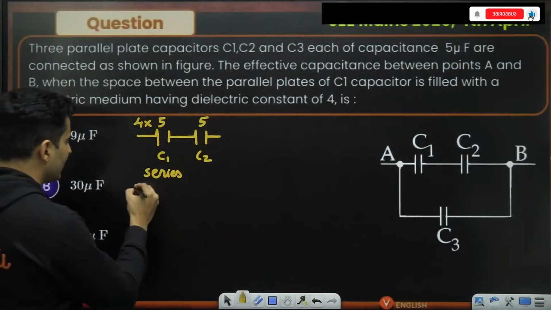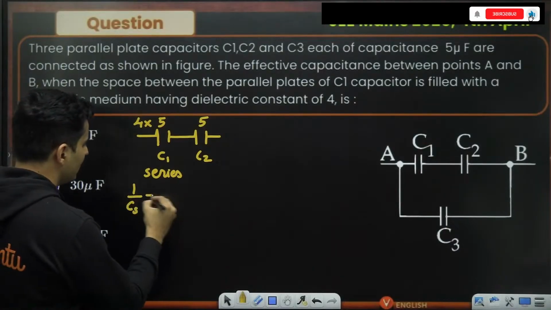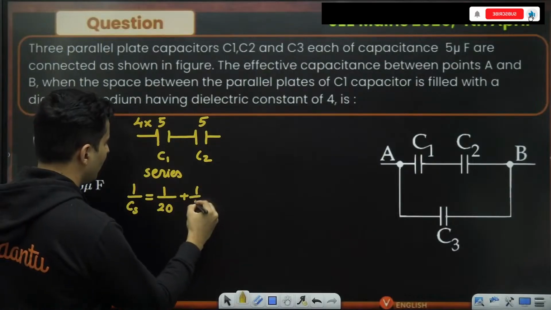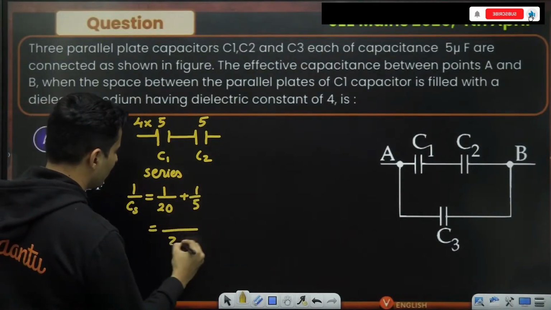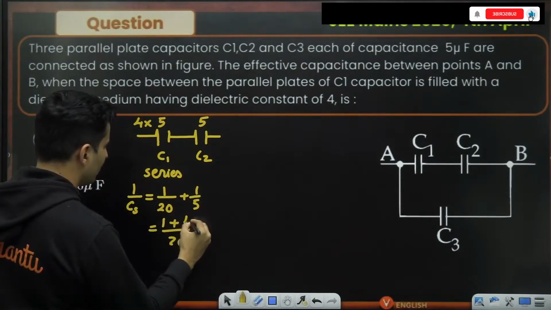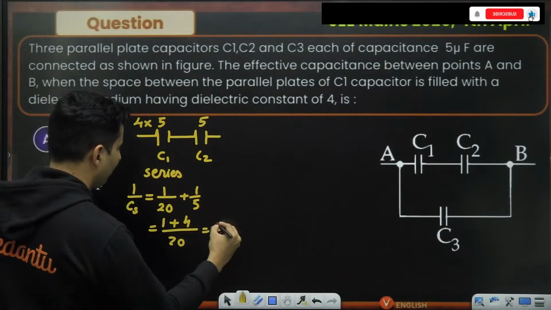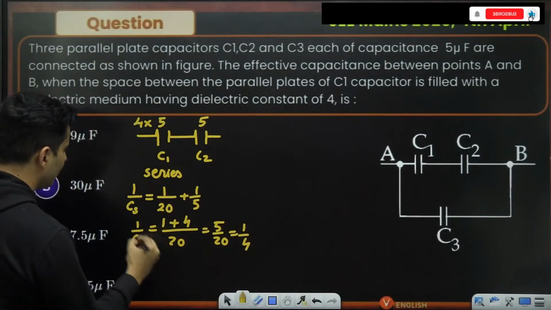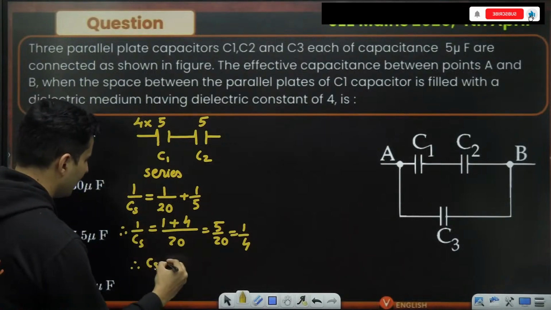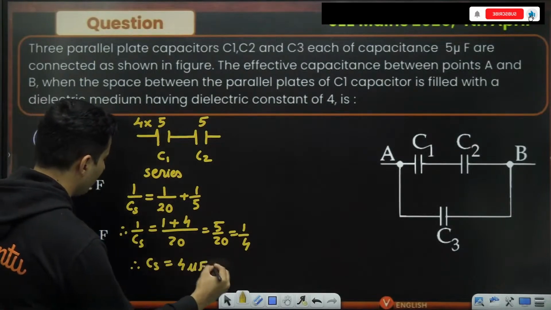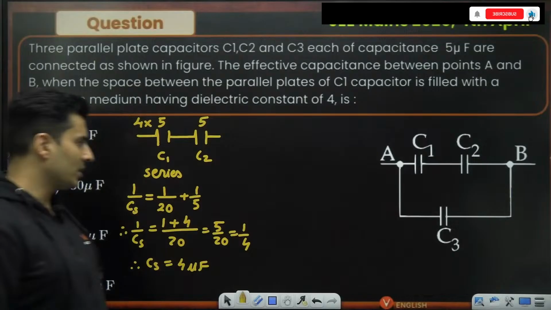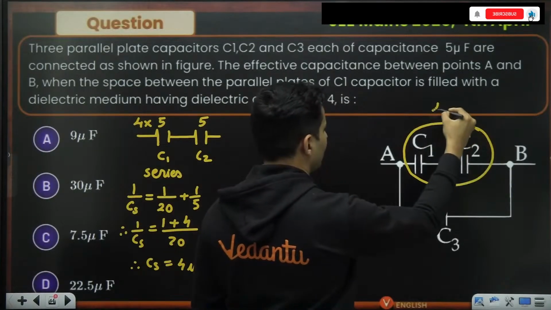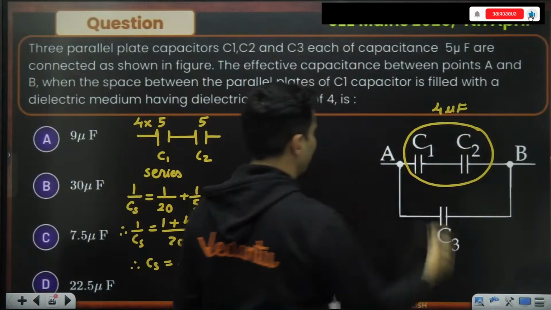So when they are in series, 1 by Cs will be 1 by 20 plus 1 by 5. LCM is 20. So it will be 1 plus 4, which is 5 by 20, which is 1 by 4. That is 1 by Cs. Therefore, Cs will be 4 microfarad. So the combination of both of them is nothing but 4 microfarad.